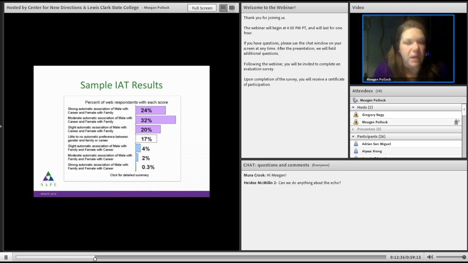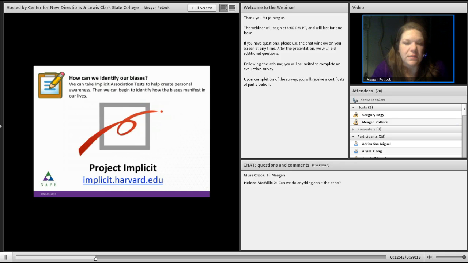There are lots of different other association tests that you can take, and I encourage you to go to implicit.harvard.edu to discover your own biases, right? That's where we start, with awareness.